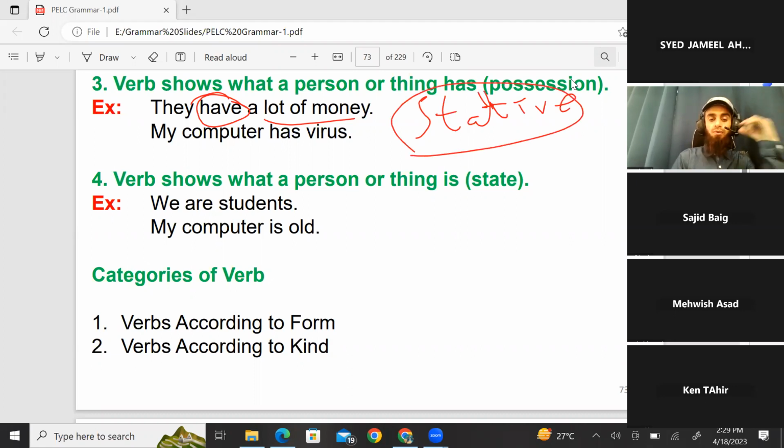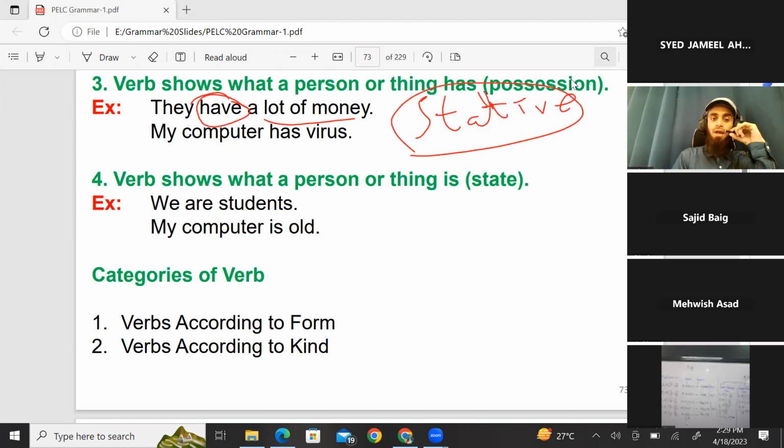That verb does not only show action, rather it also shows the state of an action, the state in a sentence as well, right? Okay. Now, they have a lot of money. Now, have is a verb, right? My computer has a virus.